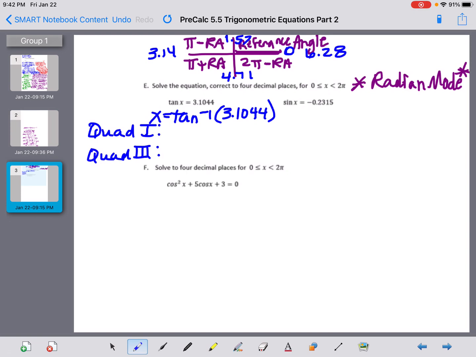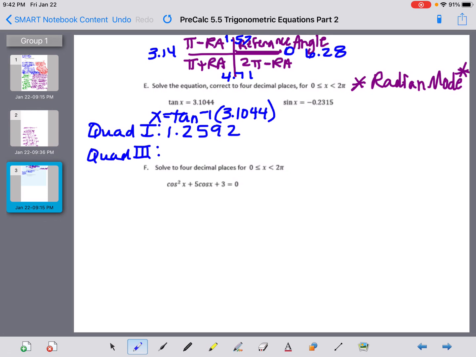Okay, so go ahead on your calculator. Make sure it's in radian mode, okay? So hit that mode button if you need to. Go to radian mode, okay? And I'm going to just hit inverse tangent of 3.1044. And I get 4 decimal places, because that's what the directions remind me of, 1.2592. Okay. That's the only answer the calculator is going to get me.